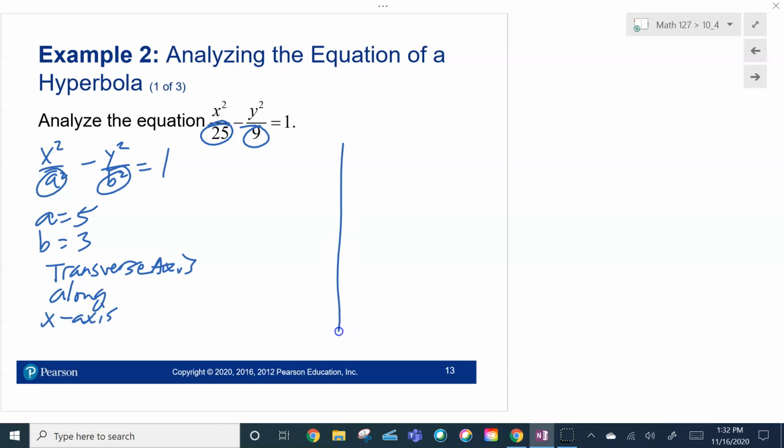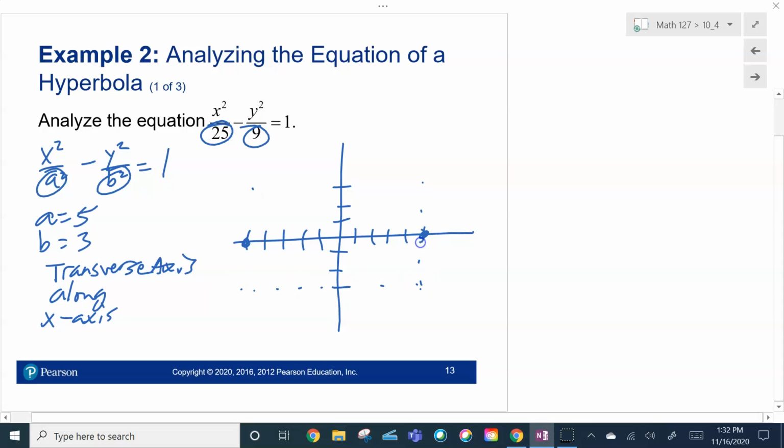So it goes right through the center. And then the a distance is going to open right and left. The a distance is 5. 1, 2, 3, 4, 5. 1, 2, 3, 4, 5. I'm going to put the points for my vertices here. And I also know my b here is 3. I might as well draw my imaginary rectangle here. My b is 3. That helps me draw how wide this is, because now I have my asymptotes through the corners of that.